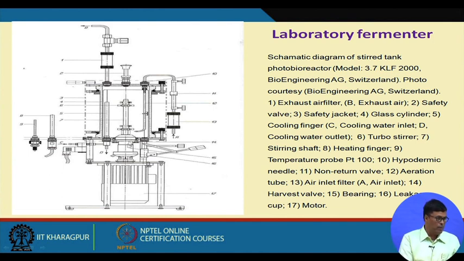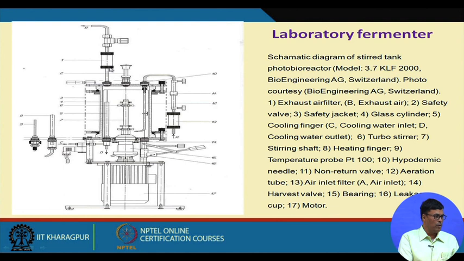So there is every possibility that some air can enter through this system, so it should be perfectly sealed so that no air can go inside the system. Then here we have some heating arrangement. In the industrial level we do it in a different way. I shall show you how we maintain the temperature in the industrial fermenters.